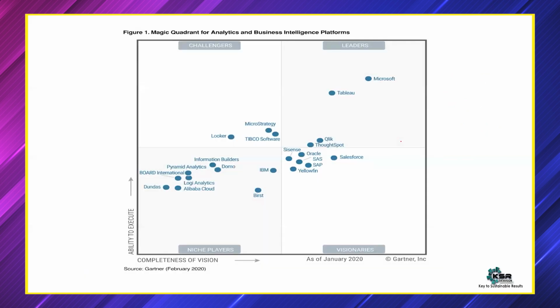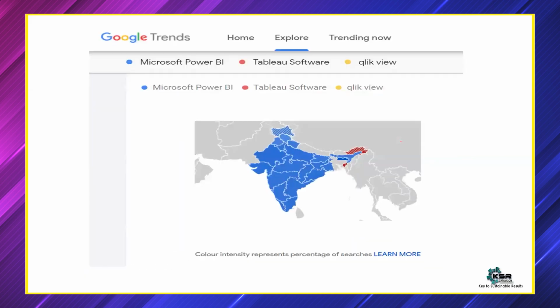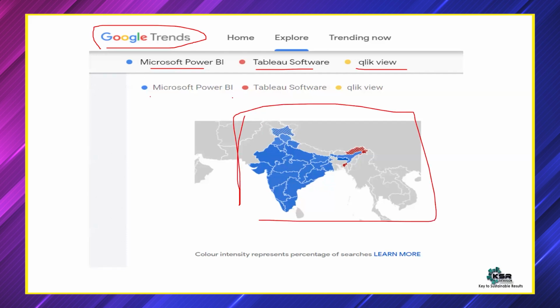We have seen all these years. Let's see a few more important trends. Now, this is a Google Trends page. You can always search multiple products here and analyze them in terms of trends. In terms of the Indian market, you can see the dominance of Power BI. Every state is searching more for Power BI. Very few states, Arunachal Pradesh and, I guess, Mizoram, are the only two states which are searching Tableau here.